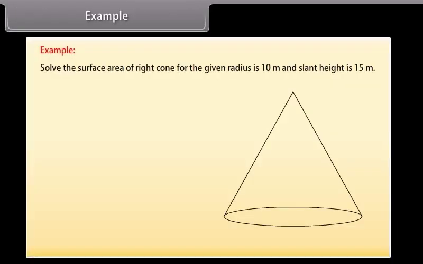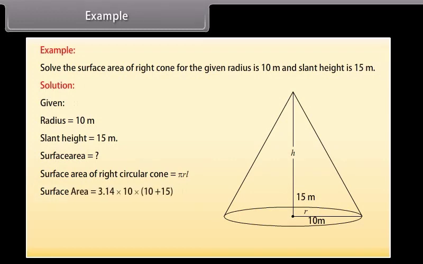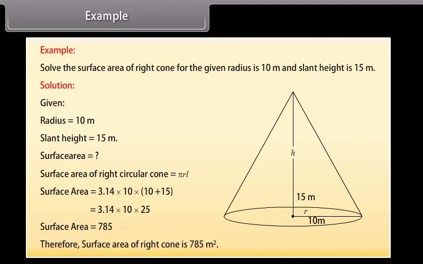Example: solve the surface area of a right cone for the given radius of 10 meter and slant height of 15 meter. Solution: radius and slant height, which are 10 and 15 meter respectively, have been given. We have to find the surface area. We know that surface area of a cone is equal to pi r L plus pi r square, that is pi r into L plus r. Therefore, by substituting the values we get, surface area is equal to 3.14 into 10 into 10 plus 15. By solving this, we get surface area is 785. Therefore, surface area of the right cone is 785 square meter.